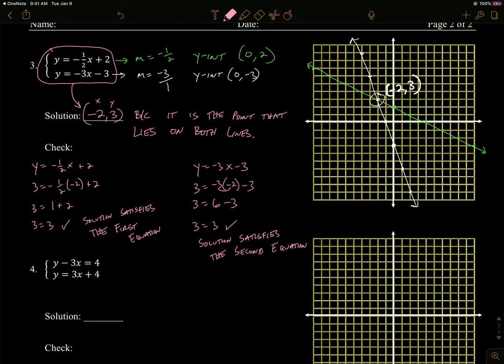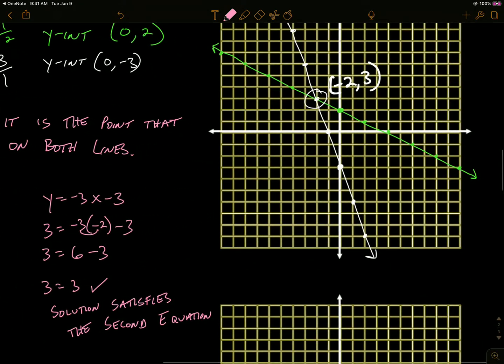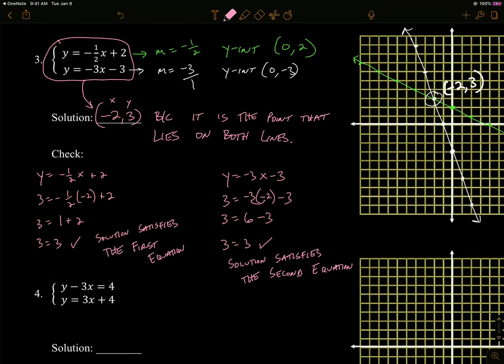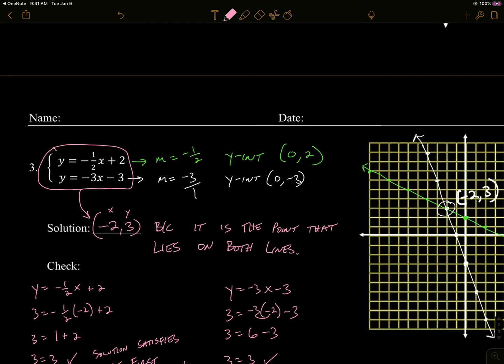It satisfies both equations. Let's take a second here and look at something that's not a solution. Like, let's say this point right here. That's (7, 0). The point (7, 0) is not a solution because it's on neither line. So it will make both of these false.